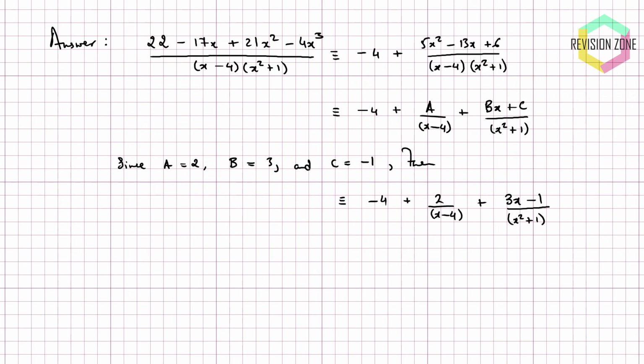So putting everything together, we see that since we know a is 2, b is 3, and c is minus 1, and we also showed that the thing we were trying to express in partial fraction form was going to have the form minus 4 plus a over x minus 4 plus bx plus c over x squared plus 1, we can put in the values of a, b, and c, and we get that the initial improper fraction that we actually had has the partial fraction form minus 4 plus 2 over x minus 4 plus 3x minus 1 all over x squared plus 1.